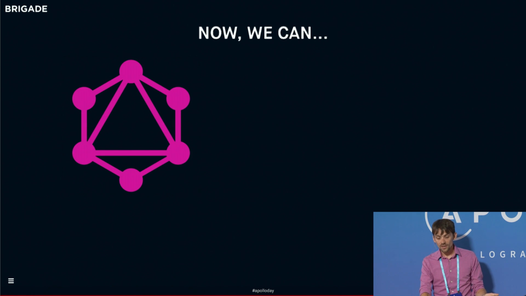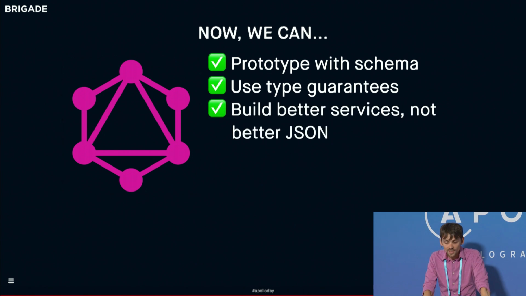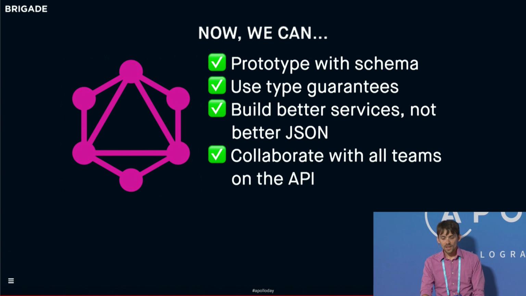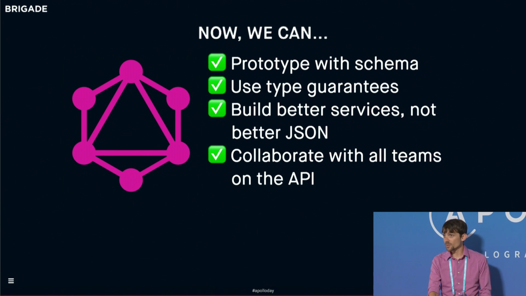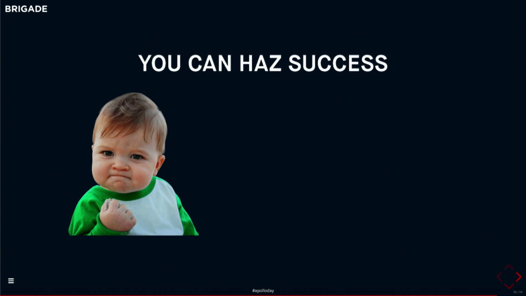But with GraphQL, we can do prototyping with our schema. We can use our type guarantees so clients know exactly what they're getting. We can focus on building better services instead of just building better JSON payloads. We can collaborate across the engineering organization on the API so that everybody has a voice and we can build better APIs together. And it cleanly addresses client and server needs separately in the layered approach where we have schema that's doing what the client needs, and we have our services and our transports which are handling what the backend services need to do. It's way easier for us now to integrate new services and features, and you can do it too.